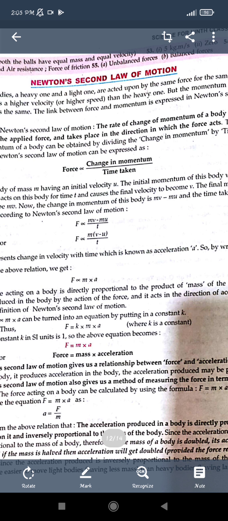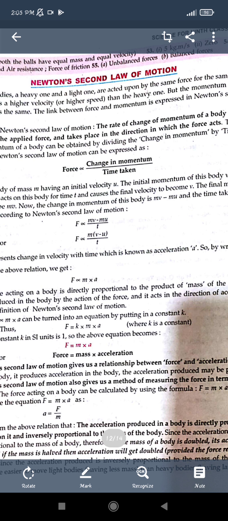So let the velocity of the initial body be u and the velocity of the final product be v. So the initial momentum is mu and the final momentum is mv. The difference of the momentum is mv minus mu. If you take m as common, then it will be m times (v minus u) upon t. And what does (v minus u) upon t tell us? That is the rate of change of velocity with respect to time, which is given by the acceleration.